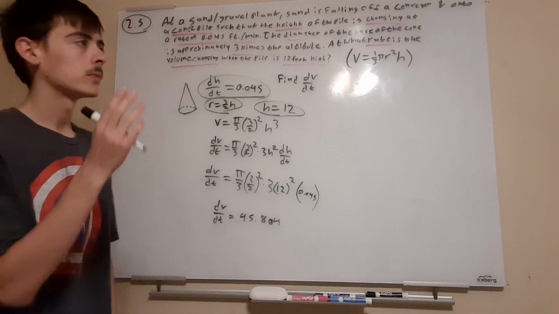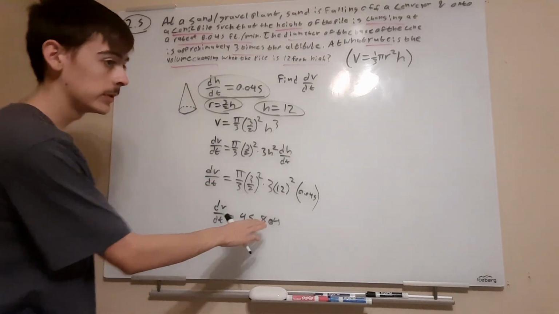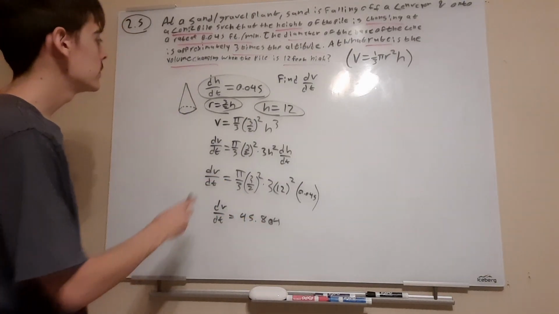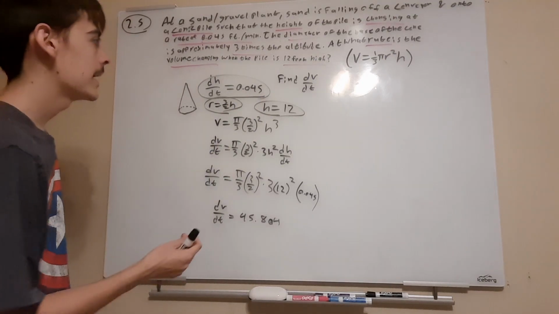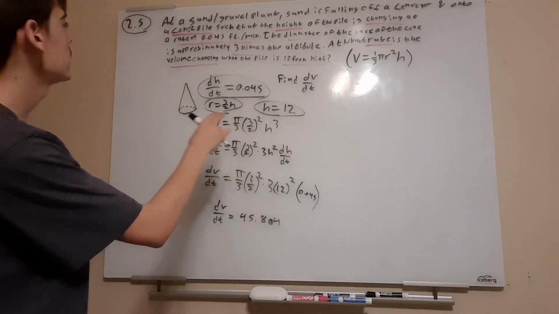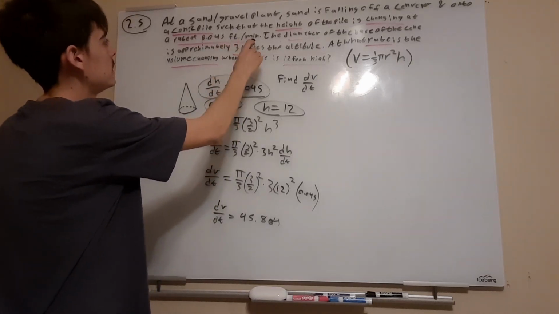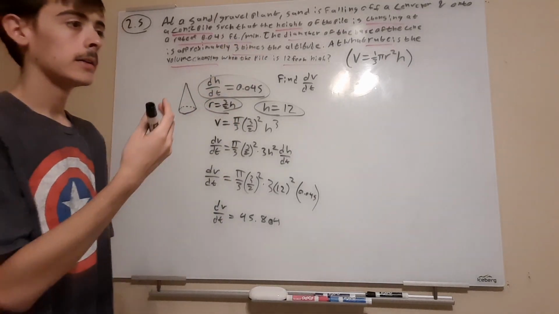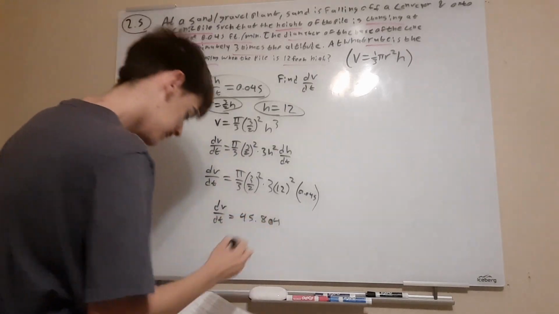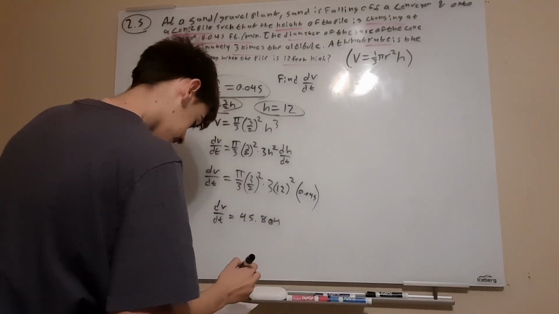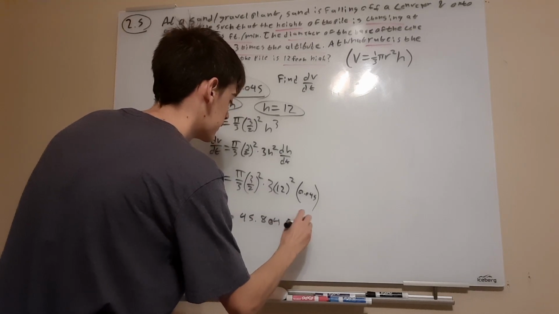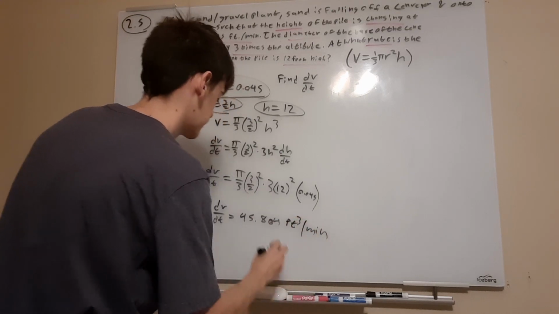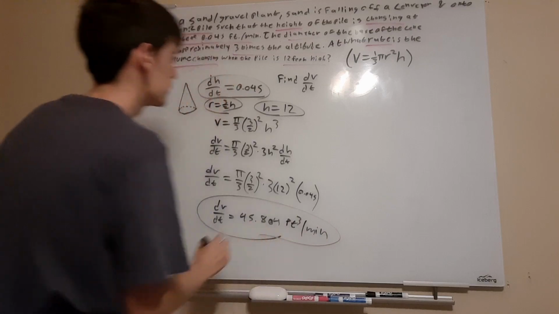But for related rates, what we always want to do is include units in the final answer. This is the rate of change of volume, so that's going to be units cubed. We were working with feet per minute, so that means we're going to have feet cubed, cubic feet, I believe. Yes, cubic feet per minute. And that is our answer.